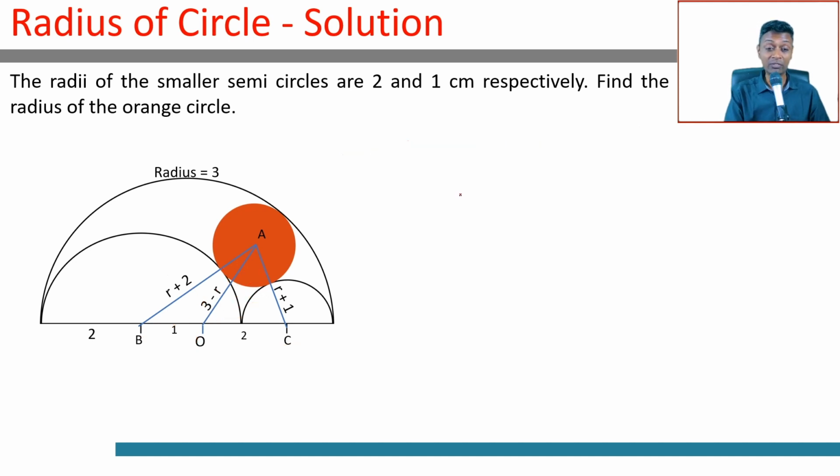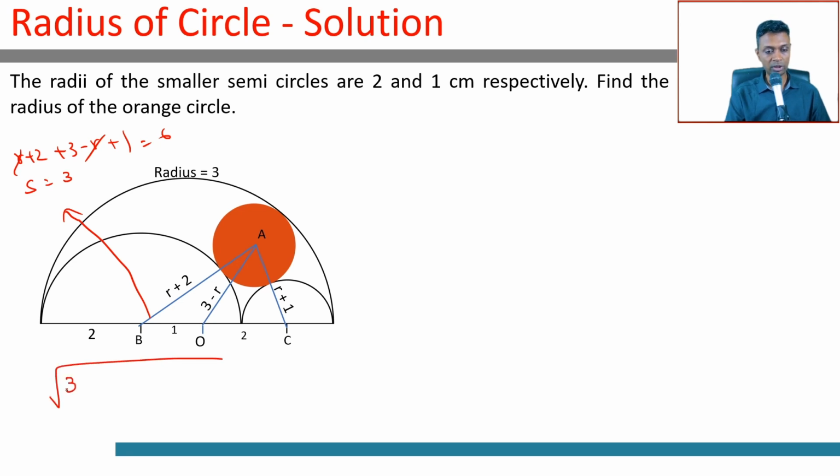After this, we can find the 2 areas. How do we find the 2 areas? I'm looking at this triangle, triangle ABO. The 3 sides are r plus 2, plus 3 minus r, plus 1. Perimeter is 6. Semi-perimeter is 3. Area of this triangle is square root of 3 into (3 minus 1) into (3 minus r minus 2) into (3 minus 3 plus r).